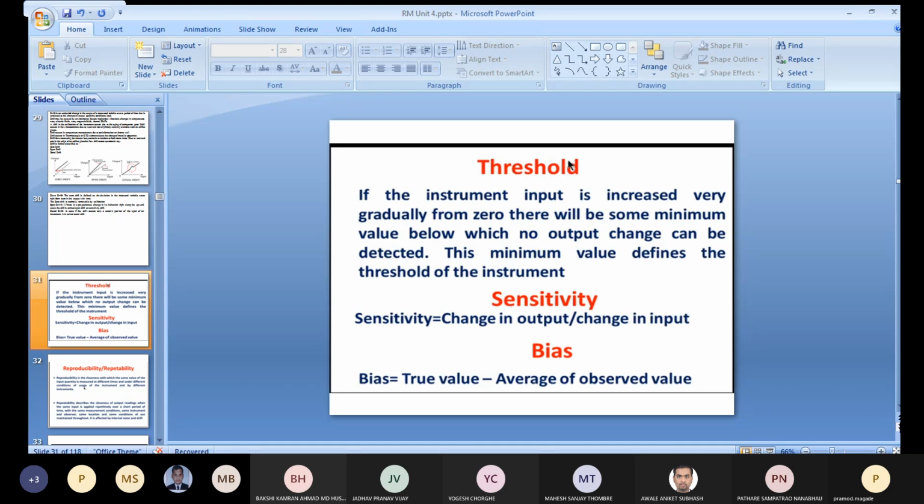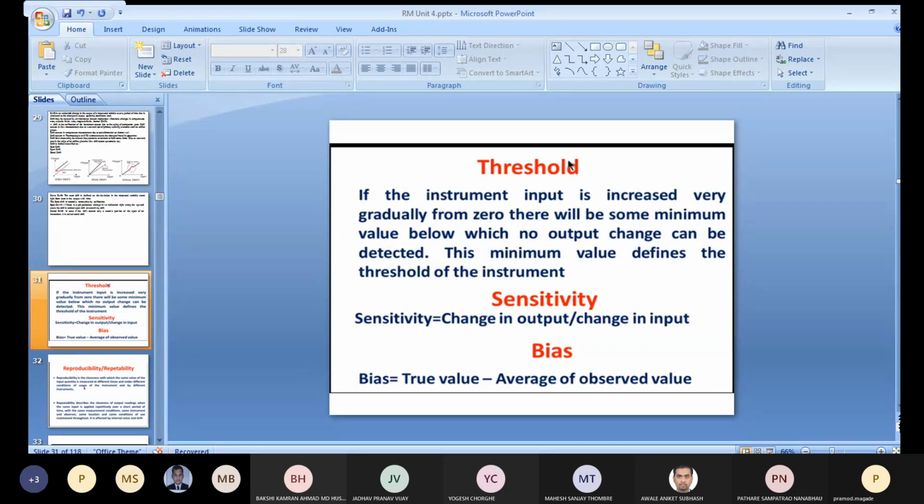Correct. So here they have mentioned the definition. The threshold is nothing but, when the instrument input is increased very gradually from zero, there will be some minimum value below which no output change can be detected. This minimum value defines the threshold of the particular instrument. So just write down the threshold, because if we neglect this error, it directly affects the outcome. That's why the minimum value, proper base or range, will have to be defined.